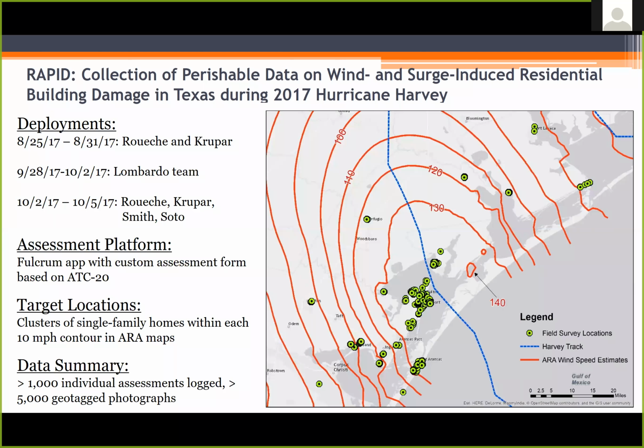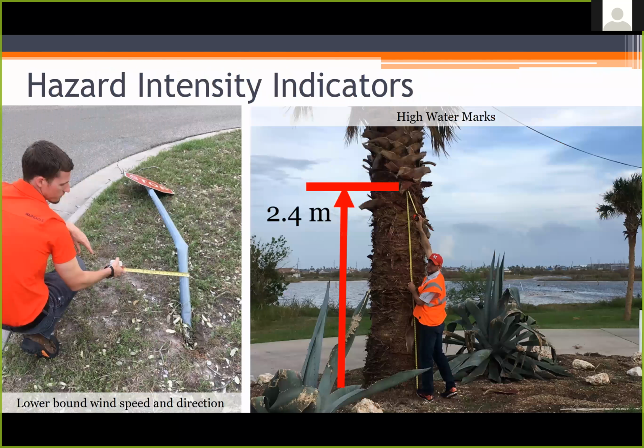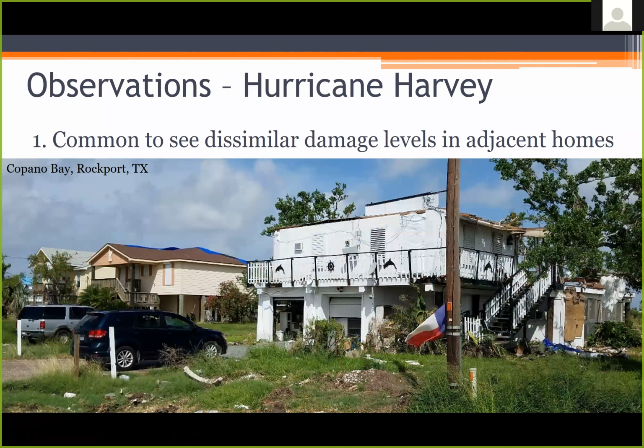We used a Fulcrum smartphone app to log the data that we saw. And then overall, right now we've got over 1,000 individual assessments logged and over 5,000 geotagged photographs of data that we're working through. We also spent quite a bit of time documenting some hazard intensity indicators, such as sign failures, so the location, orientation, and details of the signs, or high water marks in quite a few locations, to be able to condition some theoretical hazard models. And then just some quick observations from our Harvey deployments.